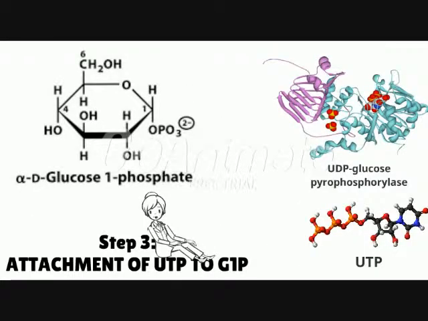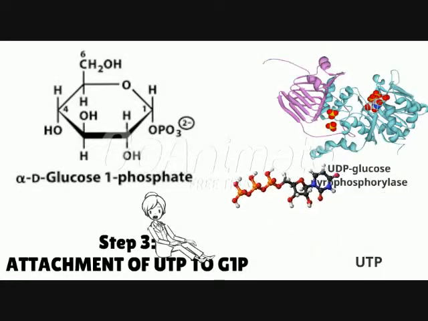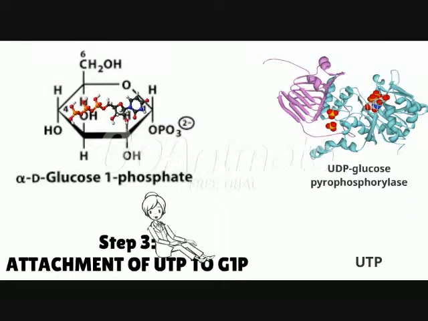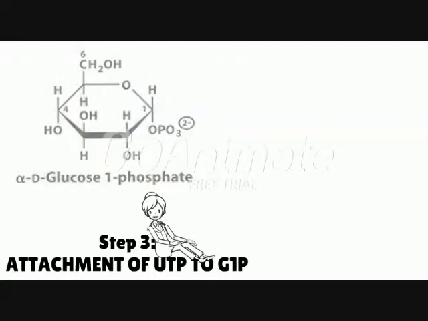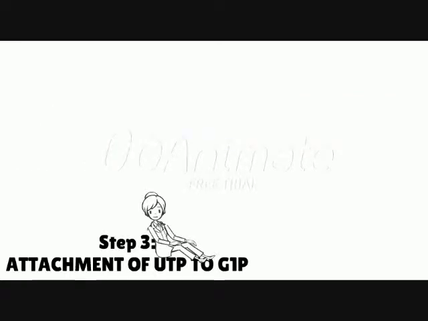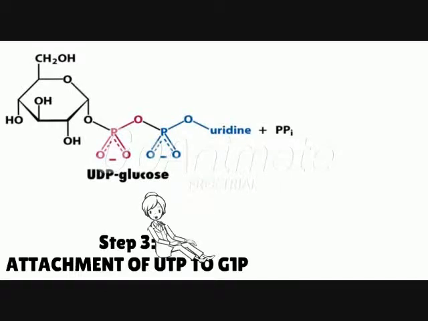Third, glucose 1-phosphate reacts with UTP to form the active nucleotide uridine diphosphate glucose, catalyzed by the enzyme UDP glucose pyrophosphorylase. Pyrophosphate is formed, which is later hydrolyzed by pyrophosphatase into 2 phosphate molecules.